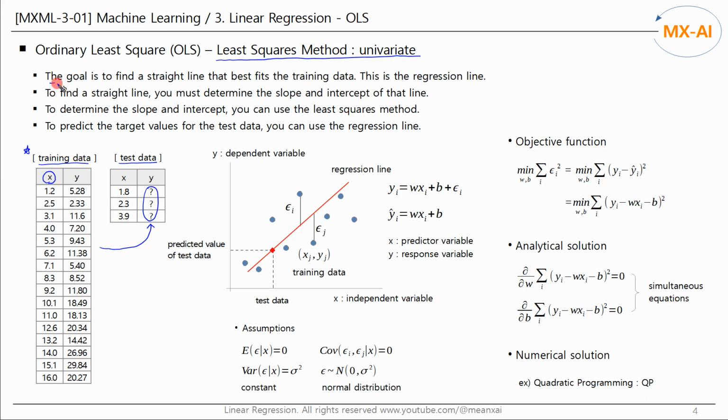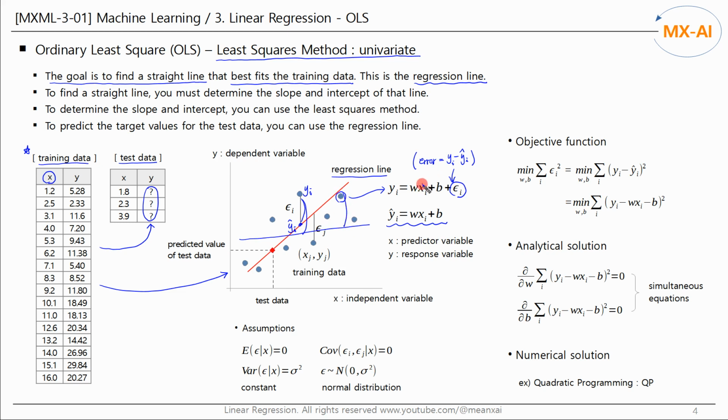Our goal is to find a straight line that best fits the training data. This is the regression line. Plot the training data in two-dimensional space and create a model for the regression line like this. The Y value of each data point can be expressed as the Y value of this regression line plus the error value. The size of the error is this much. If we make the regression line like this, the total error will be larger.